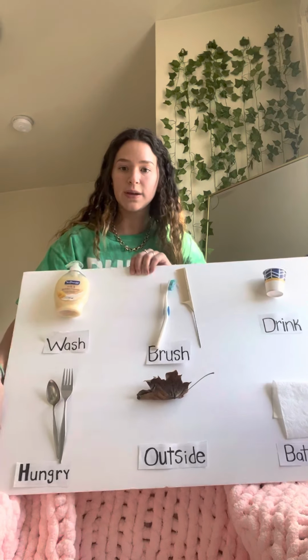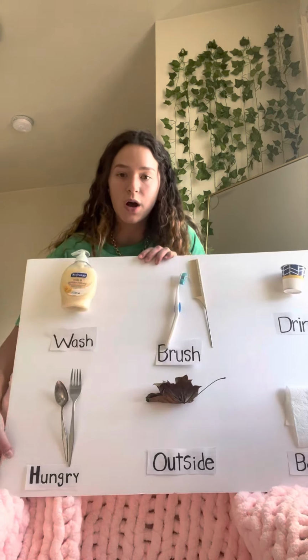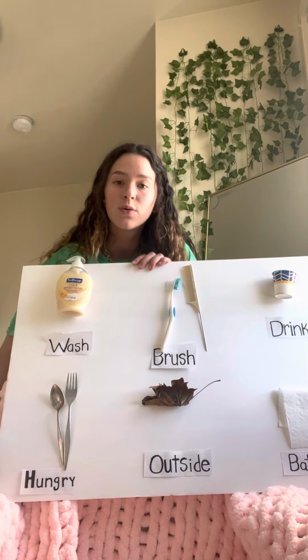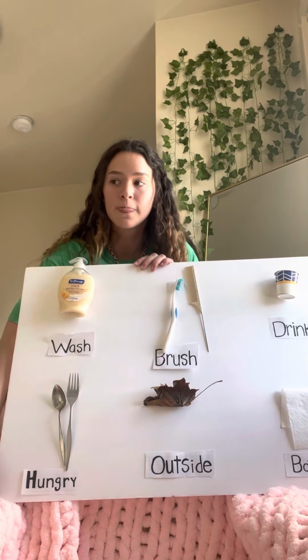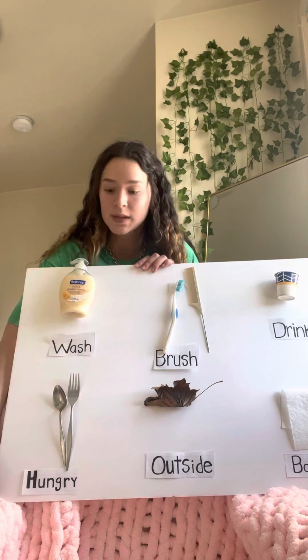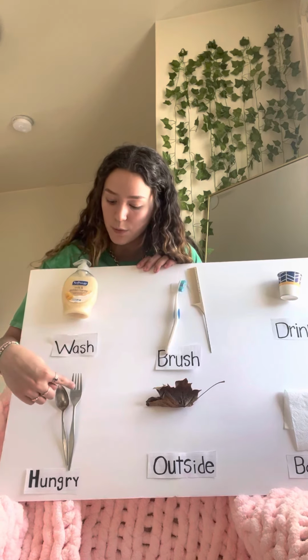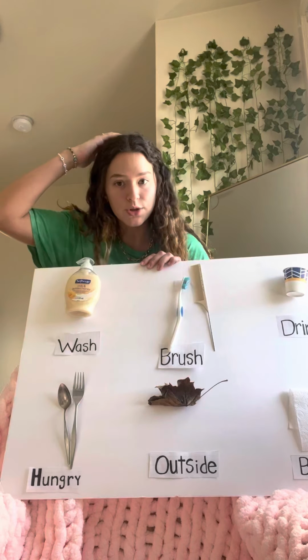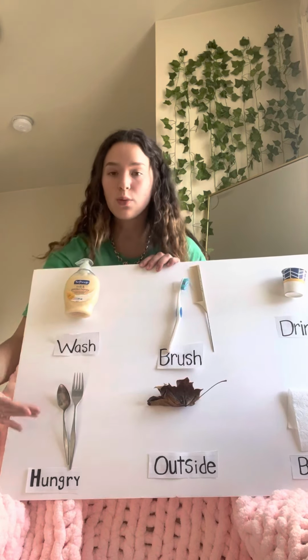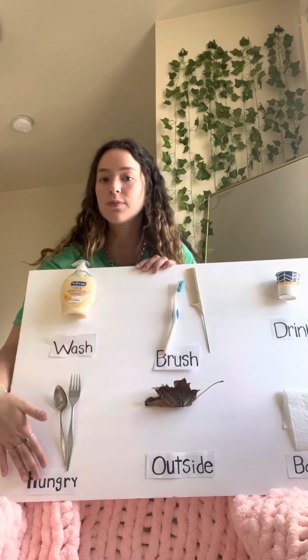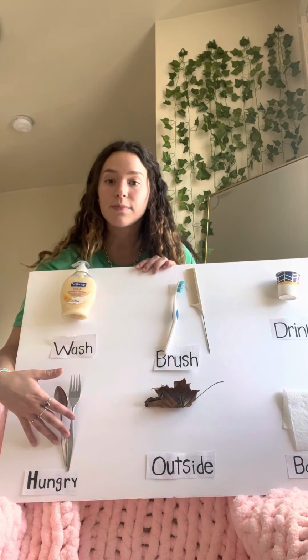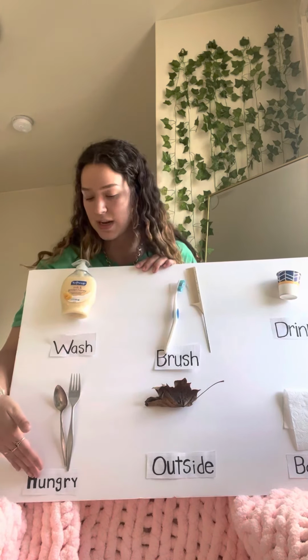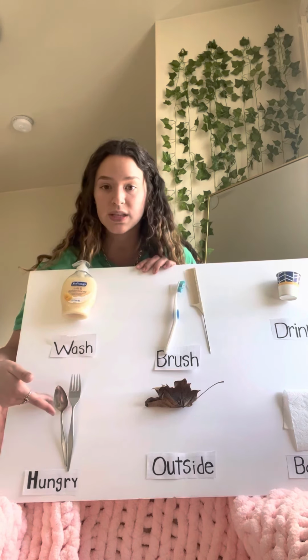Next is hungry, which is down here, and for hungry I included silverware because silverware typically goes along with eating. And I included a fork and a spoon because those are the 2 most commonly used utensils, and even if he was eating, like this could mean I'm hungry, I want to eat, he wants a snack or a meal, but when he does have a snack or a meal, maybe he needs one of these utensils.